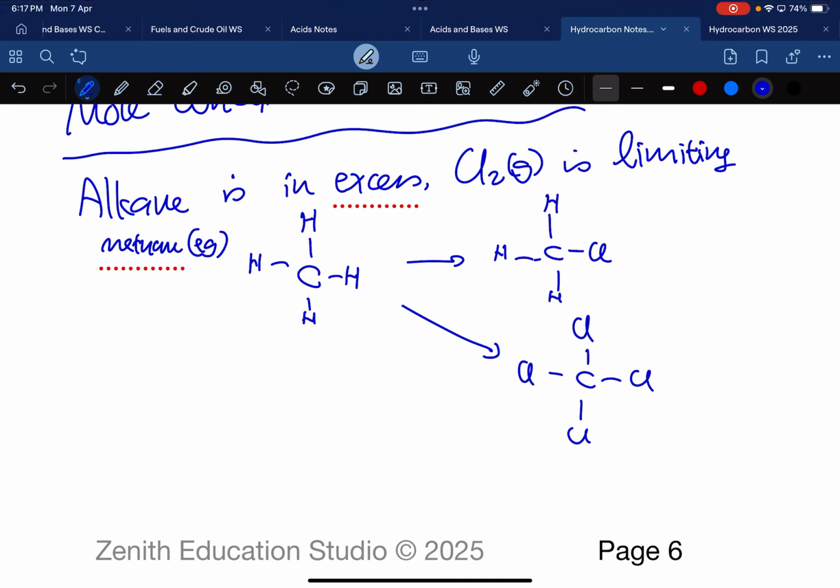I'm asking you which one is more. Mono substituted means I got one hydrogen substituted. Multiple is completely substituted. So can you tell me which one do you think I have more of? Your alkane, your methane, is in excess.